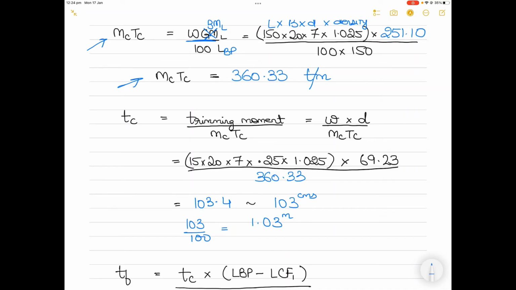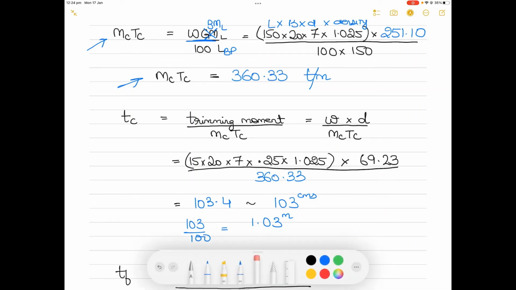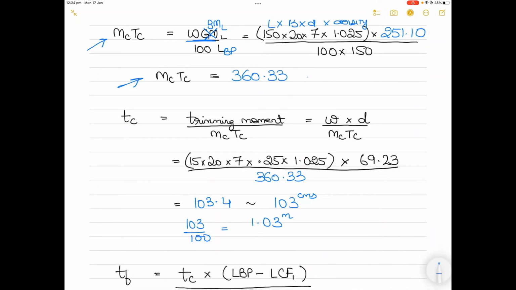Moment to change trim by 1 centimeter, or ton per meter. I think it is ton per meter or ton per centimeter, whatever you want to call it. All right, so it's up to you depending on the unit you have chosen. Now you have MCTC. You can find out the total change in trim. So total change in trim is equal to trimming moment divided by MCTC.